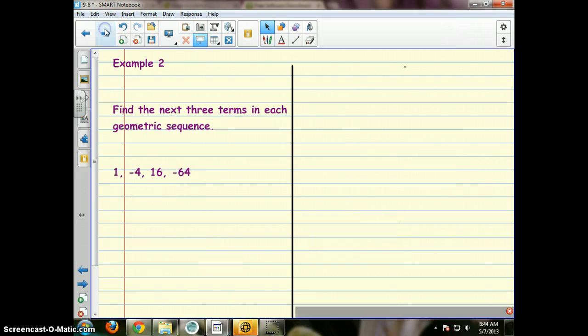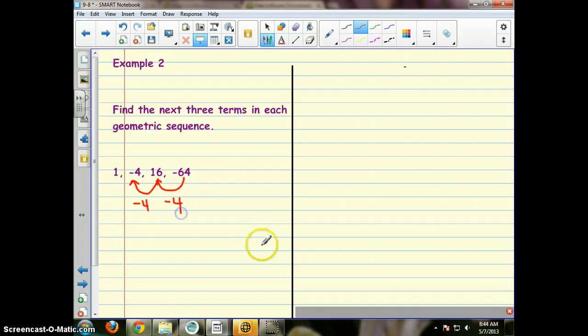Awesome. Let's look at our second example. So now we're supposed to find our next three terms in the geometric sequence. Let's first find our common ratio. All right, 16 divided by -4 is -4. 64 divided by 16 is -4. So we know when the sequence continues, we would take a number and divide it by -64 and get -4.